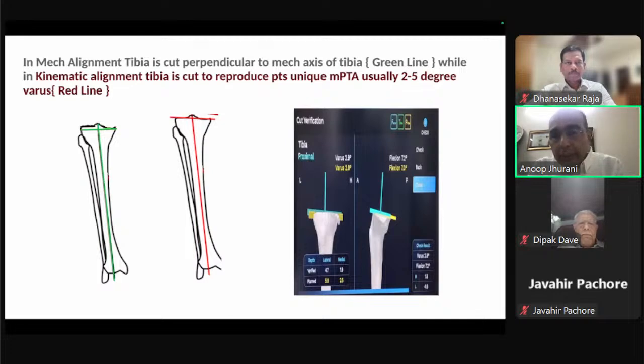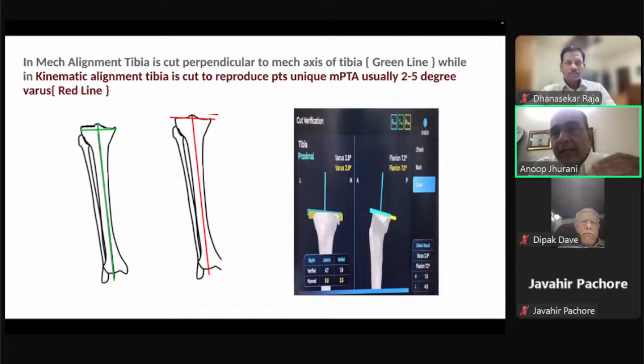Now let's come to the tibia. Again, the green line is the mechanical alignment, which is perpendicular to the mechanical axis. And the red line is kinematic alignment, which is retaining the normal varus on the tibia, which is normally 3 to 5 degrees. So you can start with 3, go up to 4, and very seldom you'll need to go beyond 5 degrees. But basically you cut equal from the tibial spine, lateral and medial, mostly 8 millimeters.